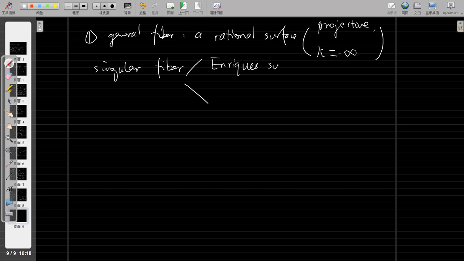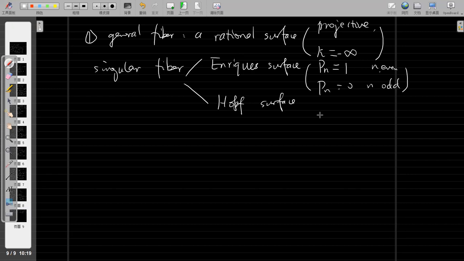The Kodaira dimension should be like this: if n is even, the value is one, and if n is odd, the value should be zero. And another component is the Hopf surface. It is well known that its Kodaira dimension should be minus infinity.